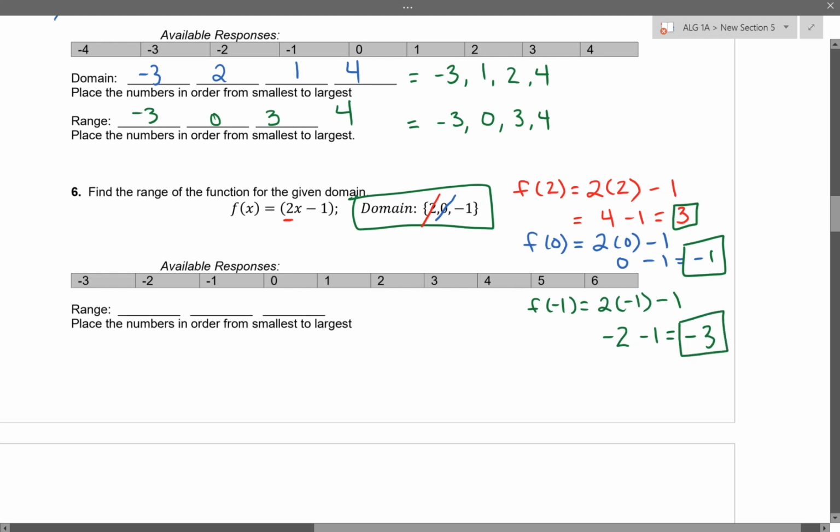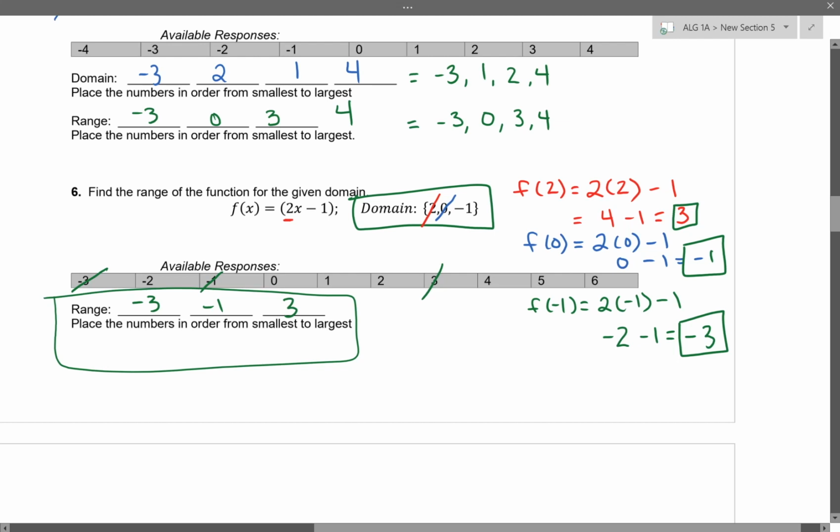So it says place the answers in order from smallest to largest. So the smallest number I have is negative 3. The second smallest is negative 1. The last one is 3 because that's my largest number. And there we go. This is my answer.